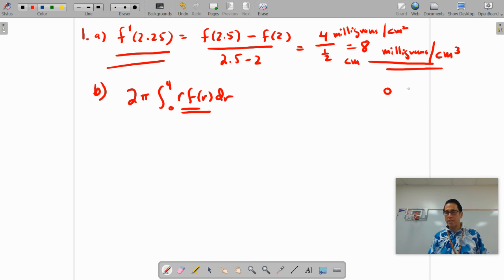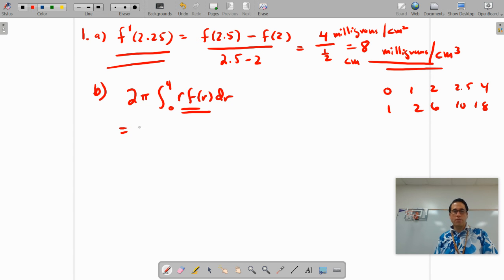If you look at your table, it's 0, 1, 2, 2.5, and 4. Then we have 1, 2, 6, 10, and 18. The little curveball is simply, if we're going to do this with four subintervals, 2 pi is a constant, so we're just going to keep that out there. My first subinterval would be from 0 to 1. That's still a width of 1. And the height is going to be 1 times 2. That's all you had to do. Now, if I go from 1 to 2, that's a width of 1, and the height would be 2 times 6.